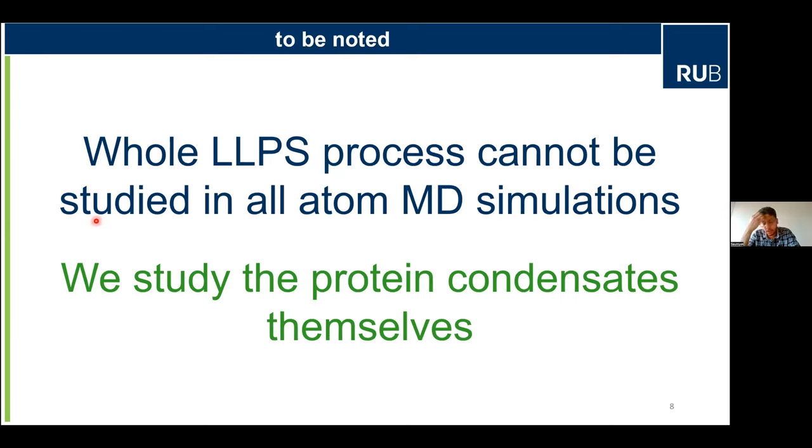But before we go into the results, I want to stress one point: the time scales required for the whole phase separation process are not accessible by all-atom classical MD simulations. So we are not simulating the whole LLPS process; rather, we are simulating several of these protein condensates themselves, not the process itself. And we will study the water molecules in these condensates.